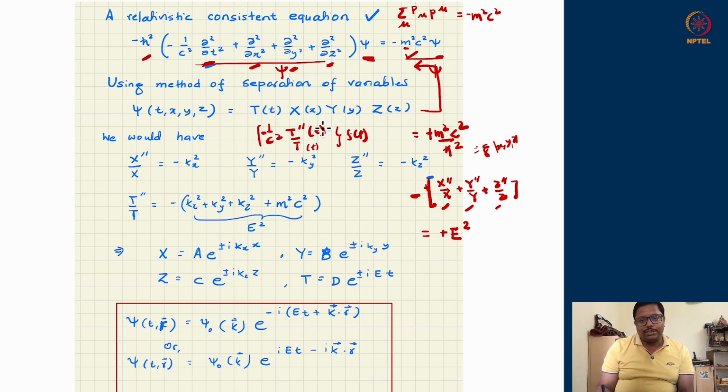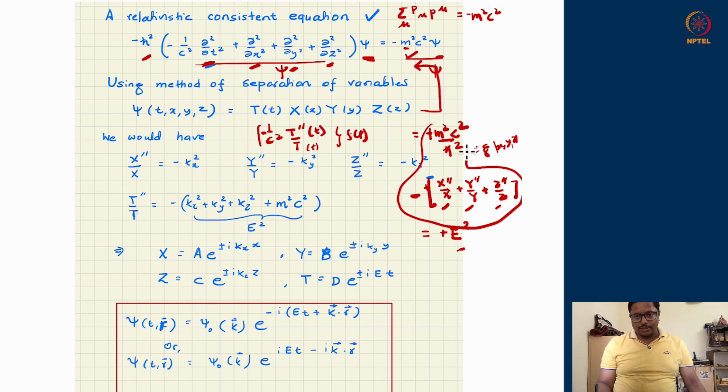Minus 1 upon c square t double primed upon t should be equal to this combination, which is m square c square upon h square minus the double derivatives of x upon x, double derivative of y upon y, plus double derivative of z upon z. That should be equal to e square, let us say, some constant e square. Once that has happened, again the same thing can be played on the right hand side equality, meaning this function together should also be equal to the same e square.